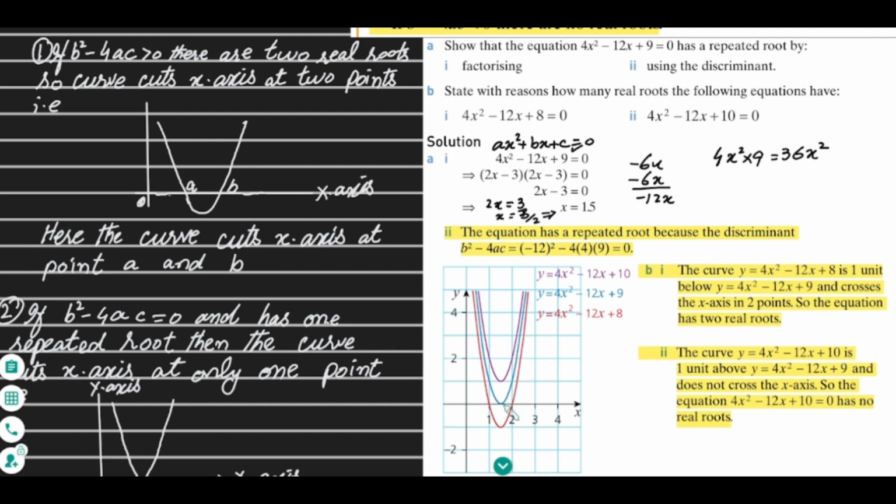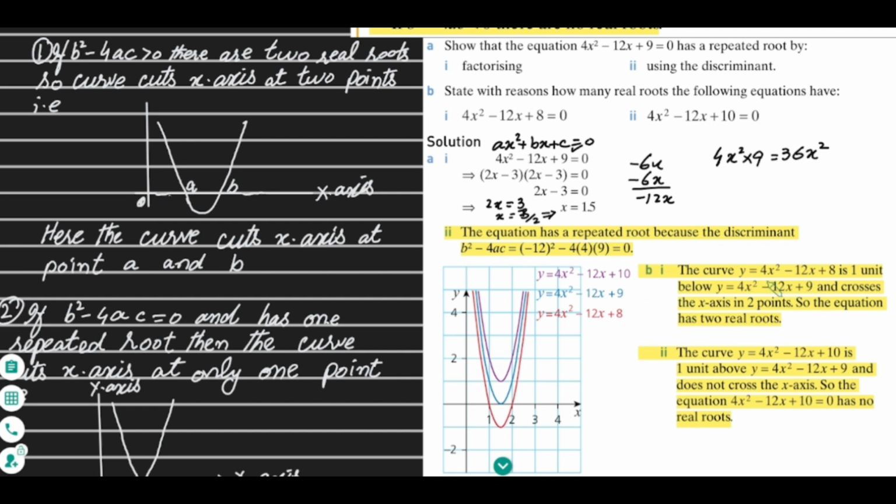This one touches the x-axis in one point. And the equation y = 4x² − 12x + 8, in red color, its curve is shown in red here, which cuts the x-axis at the points 2 and 1. Now we discuss it.